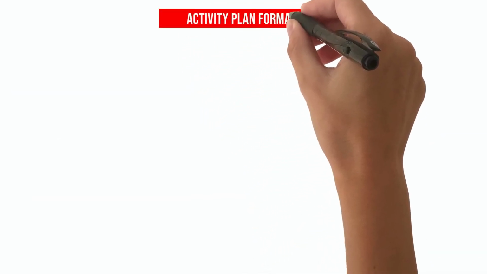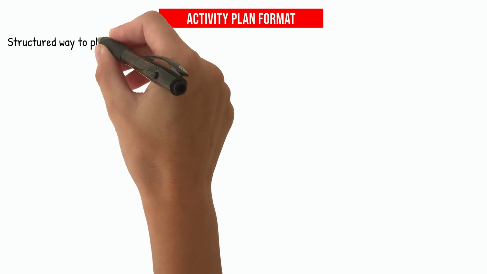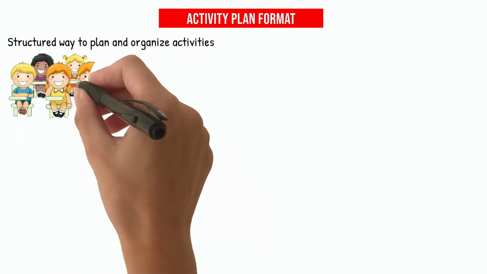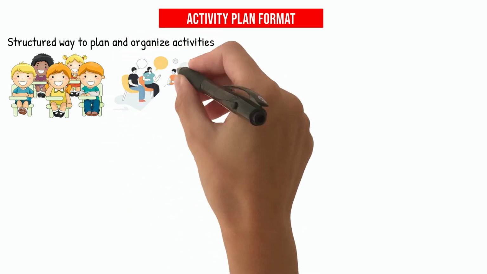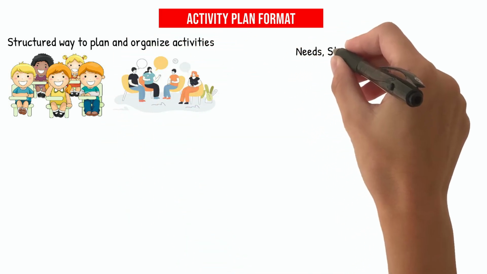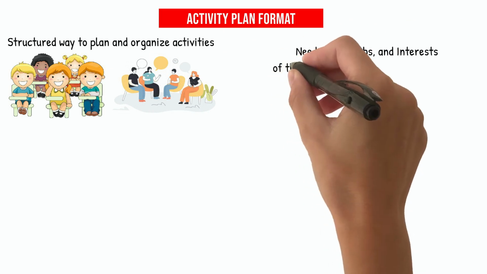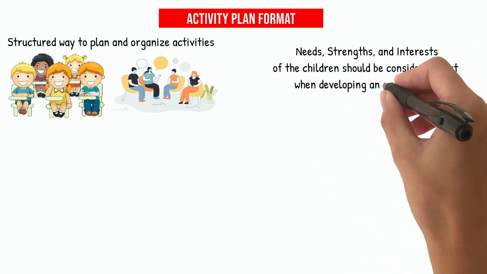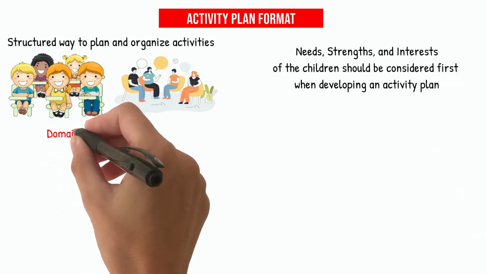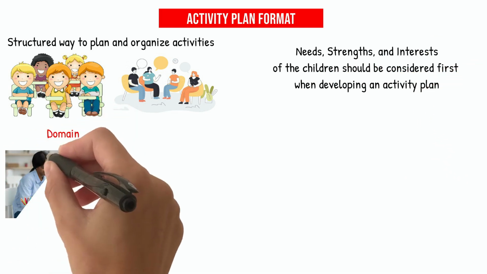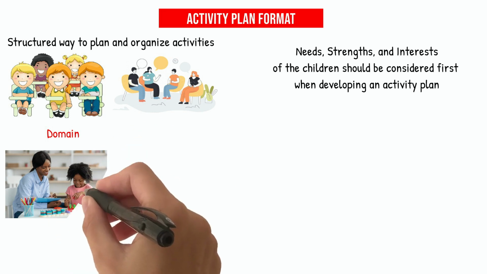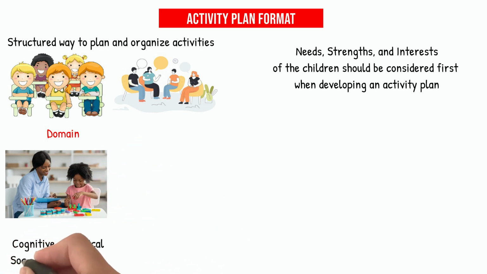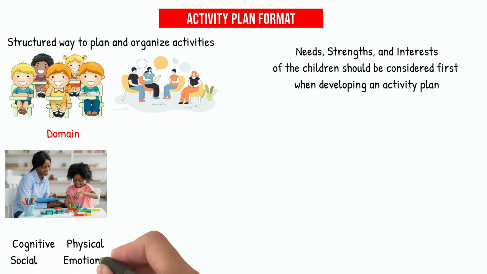Activity plan format. An activity plan is a structured way to plan and organize activities for individual children, small groups, or the entire class. The needs, strengths, and interests of the children should be considered first when developing an activity plan. It typically includes the following factors. Domain. This refers to the various dimensions of whole child learning. The activity should be designed to address different aspects of a child's development, such as cognitive, physical, social, and emotional.